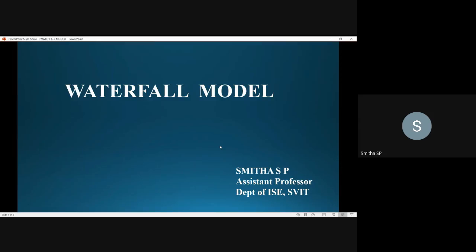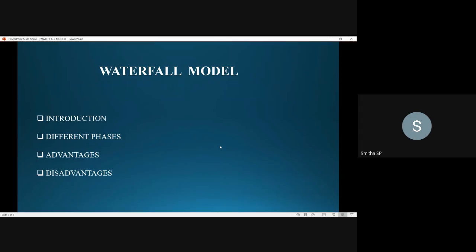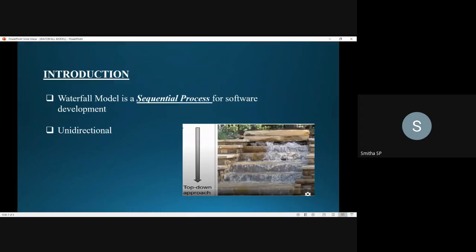Waterfall model. In today's class, we will be discussing the waterfall model. After understanding the central idea behind this model, we will look into the different phases and some of the advantages and disadvantages of this model. So, let's begin with the introduction of the waterfall model.